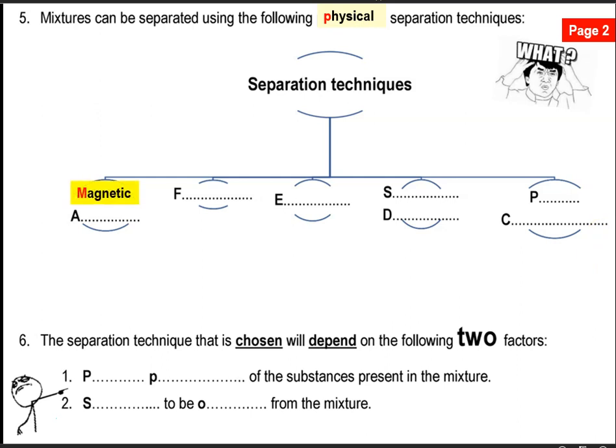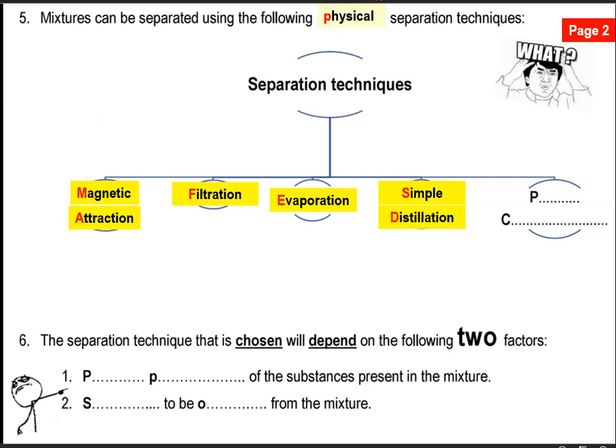So the first one, you guessed it correctly, will be magnetic attraction. You may want to pause the video if you need to fill in your notes. Next will be filtration. E will stand for evaporation. Good, some of you are guessing it correctly. Now, what does S and D stand for? It stands for simple distillation. Last but not least, the fifth separation technique that you will be learning about will be paper chromatography. So you may pause the video now to make sure that you fill in the blanks in your notes on page 2 and check that your spelling is correct.